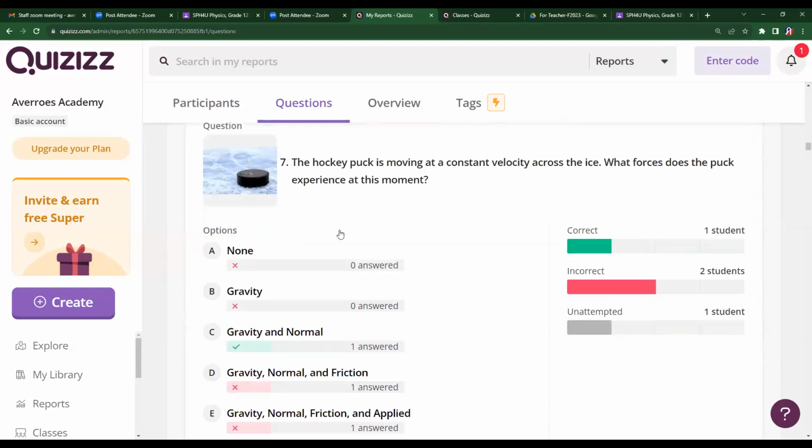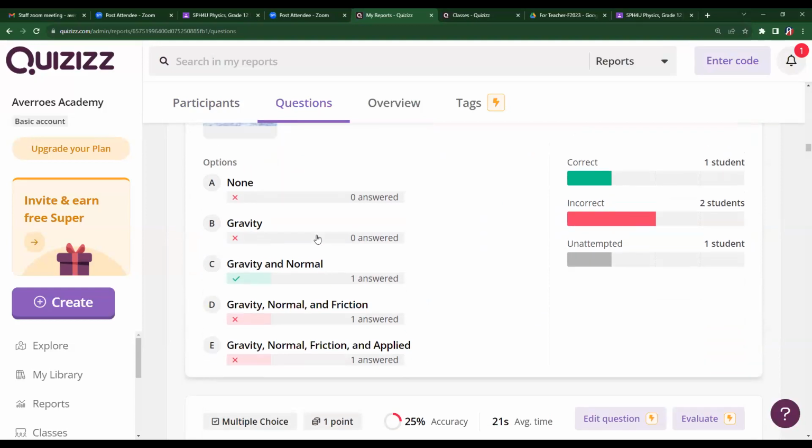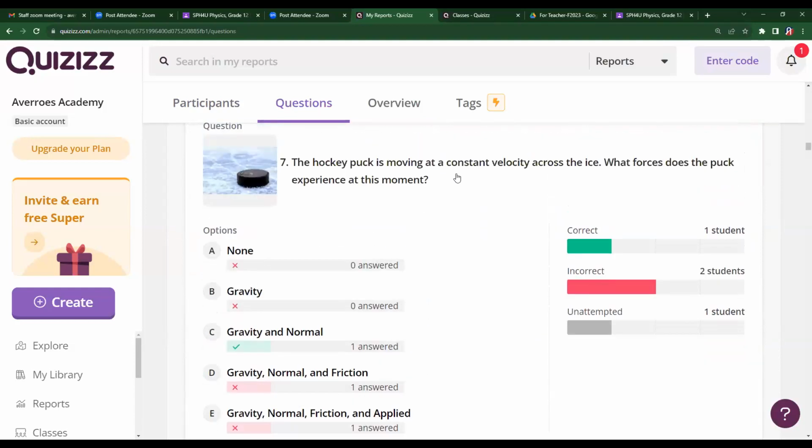A hockey puck moves at constant velocity. What forces does the puck experience at that moment? Because velocity is constant, we are dealing only with force of gravity and normal force. Nobody is dragging, so no applied force, and we count friction as 0. So no friction, no applied force, only force up and down. It's an ideal situation.